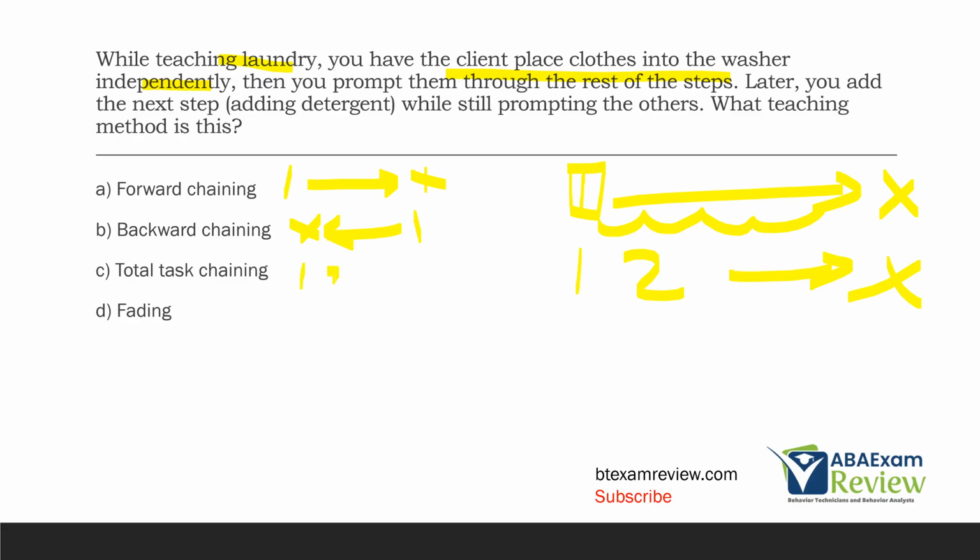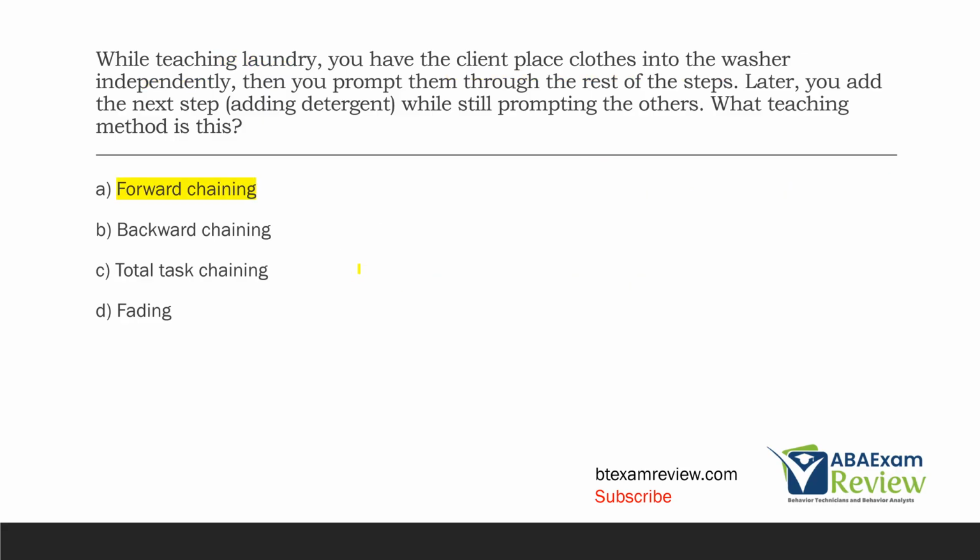Total task, we're going to teach all steps, or really identify all steps and work on all steps and teach what needs to be taught. And so as long as you keep that in mind, these become fairly straightforward. Fading obviously is not our teaching method. It has nothing to do with the answer. What method is this? It is A, forward chaining.